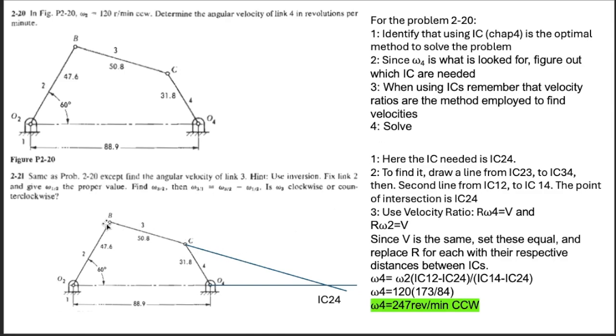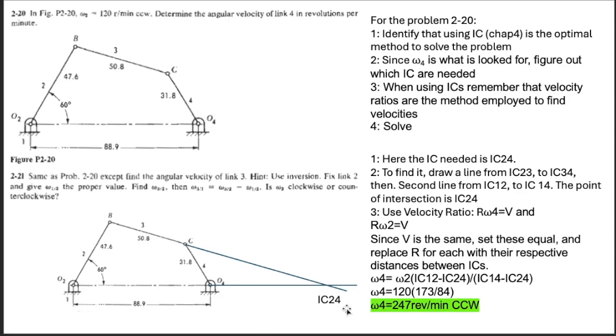We find the instant center by putting a line between 2 points. This is more chapter 4, but you can do a circle and identify 2 points that are going to be aligned on the same line as instant center 2, 4. And there are 2 different lines that are going to have that in this example. You have the line where instant centers 1, 2, 1, 4, and 2, 4 are all in one line. And then instant centers 2, 3, 3, 4, and 2, 4.